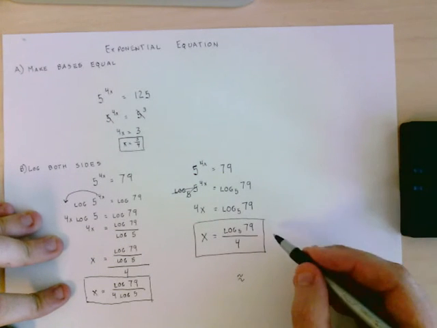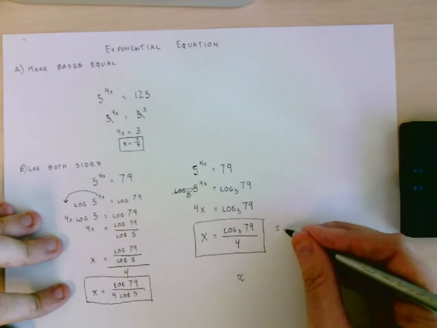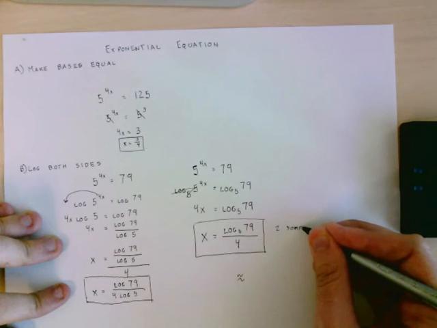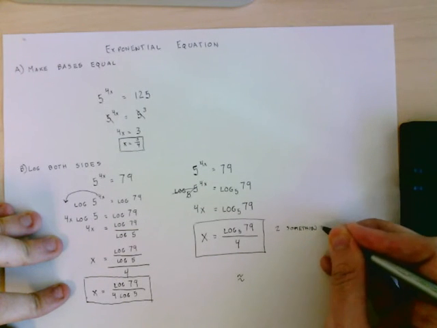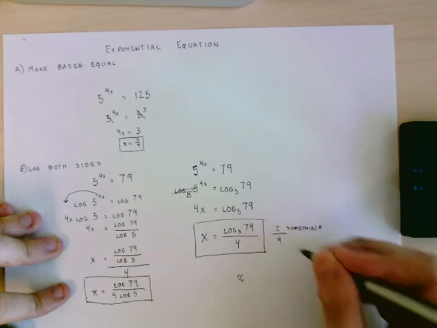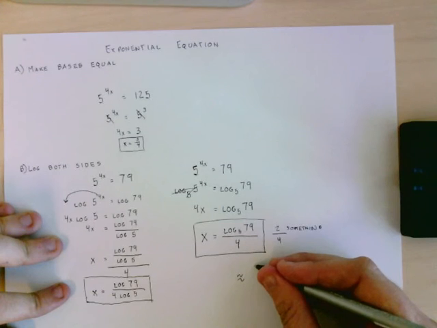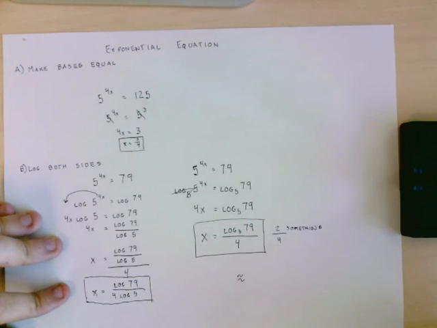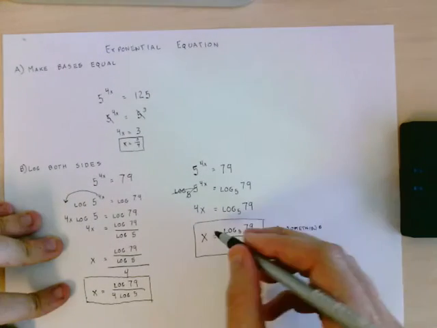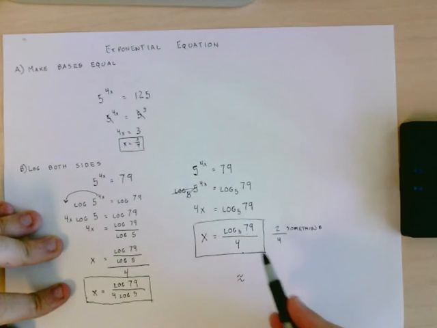It's going to be 2 something over 4. It's going to be 1 something over 2. That's the best I can do without a calculator. It's better to just leave it like that.